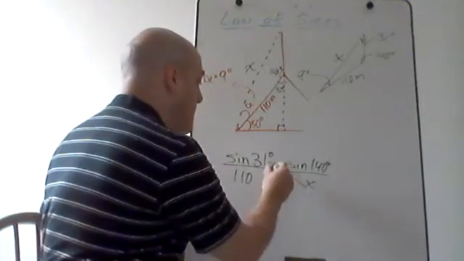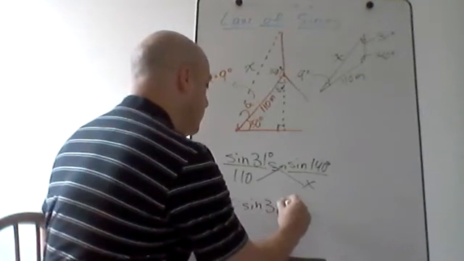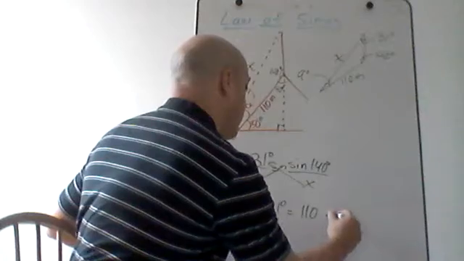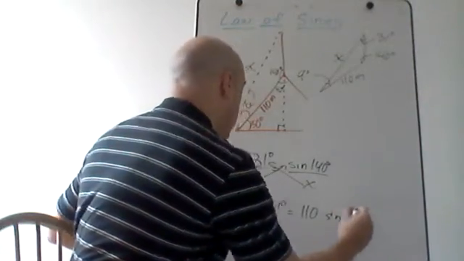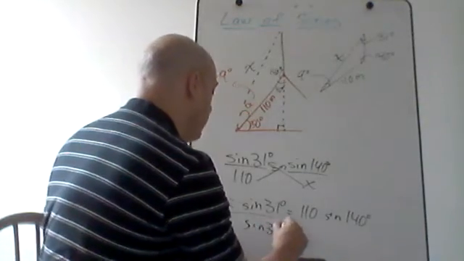Right, so I cross-multiply, the x comes up here, the 110 over there. So it's going to be x times the sine of 31 degrees equals 110 times the sine of 140 degrees, and then to solve for x, I divide both sides by the sine of 31 degrees.